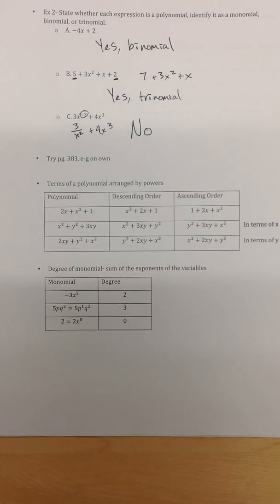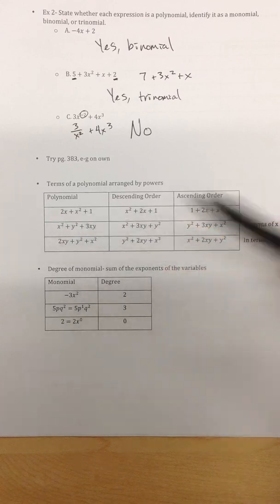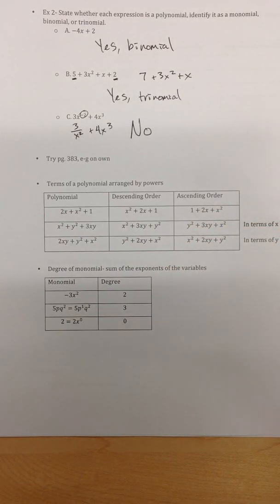Okay, the next thing here is arranging polynomials by their powers. So what they're going to do is give you a polynomial here, just written in a random order, and they're either going to ask you to do it in the ascending order or the descending order. And then they're going to either ask in terms of x or in terms of y.